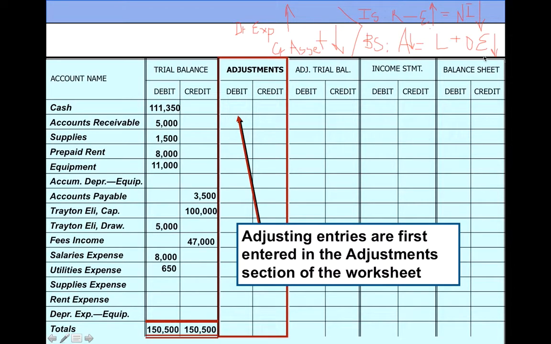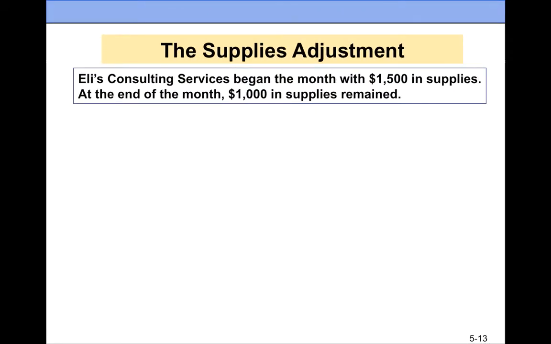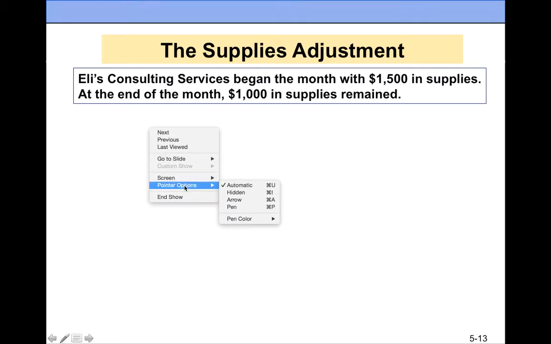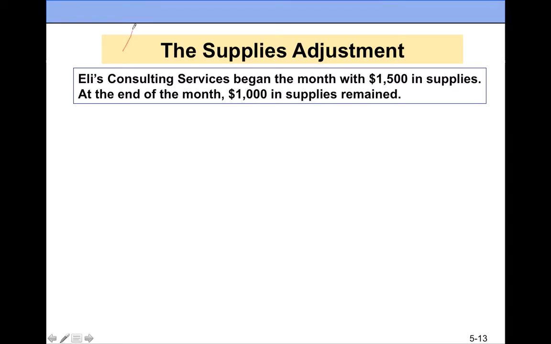Okay. So adjusting entries are first entered in the adjustment section of the worksheet. We're going to enter them here, work our way through, prepare financial statements, and then we will go back to these adjustments in step 4 of the accounting cycle. We're going to take them from these 2 columns, journalize them, and post them to the ledger. So there are 3 types of adjustments. The first type of adjustment is in regards to supplies.